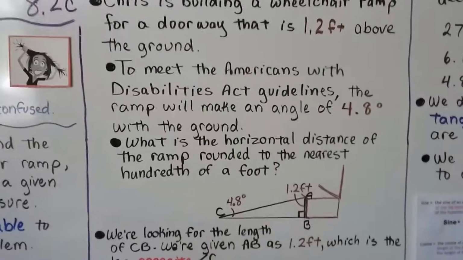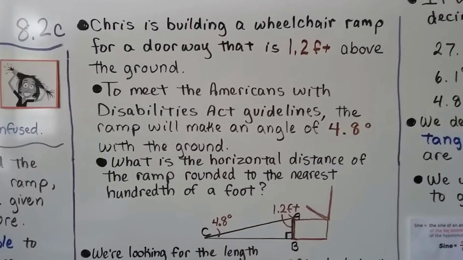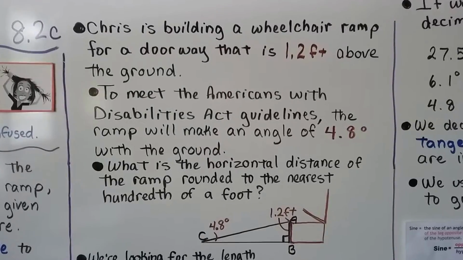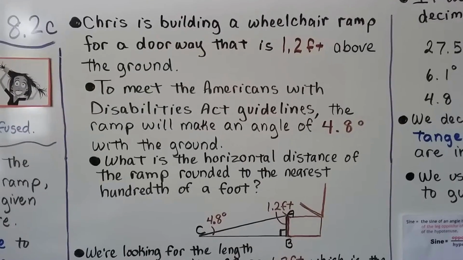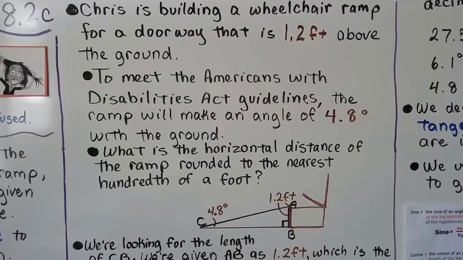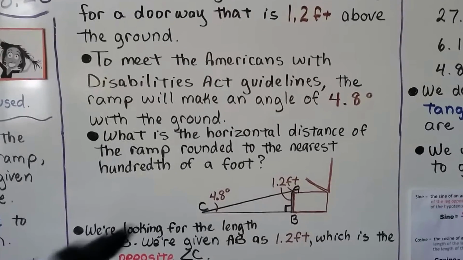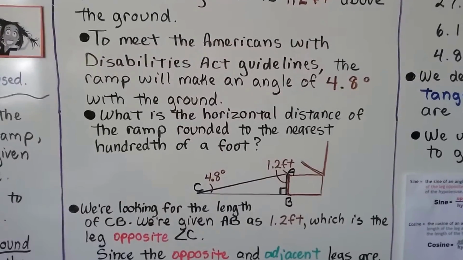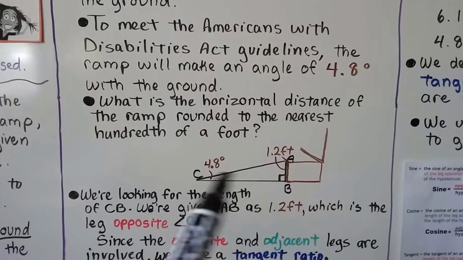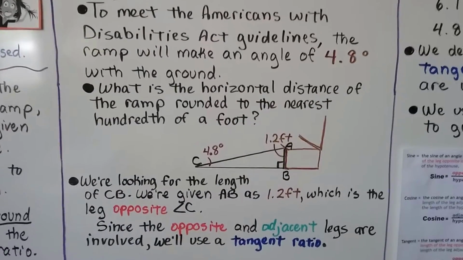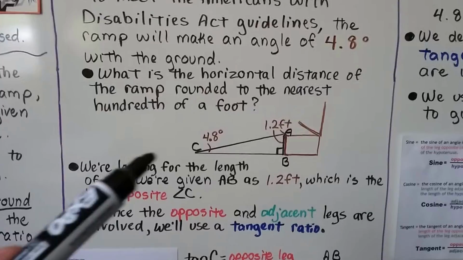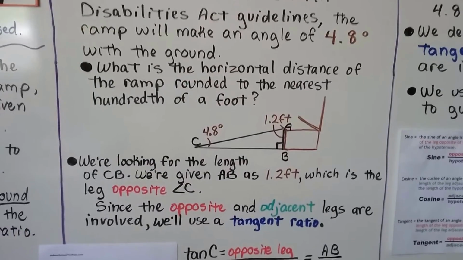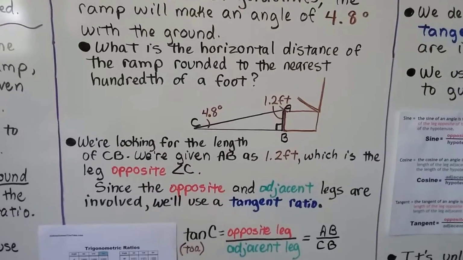So here was the problem we used in the last video, but we used a calculator. Chris is building a wheelchair ramp for a doorway that is 1.2 feet above the ground. And to meet the Americans with Disabilities Act guidelines, the ramp will make an angle of 4.8 degrees with the ground. We know this AB is 1.2 now, don't we? So we're looking for the length of CB. And we're given AB as 1.2 feet, which is the leg opposite of angle C. And since the opposite and adjacent legs are involved, we'll use a tangent ratio.